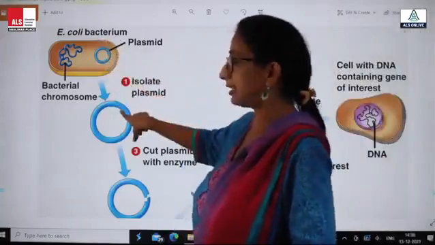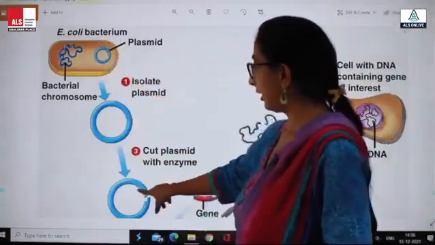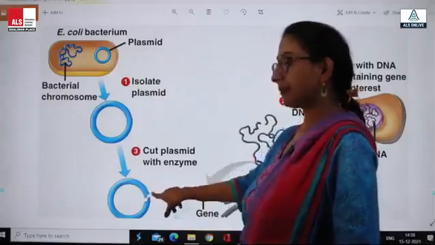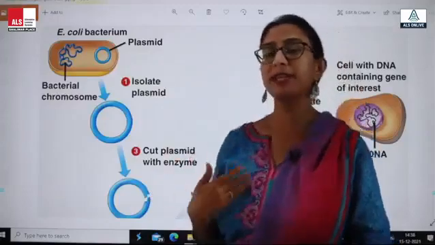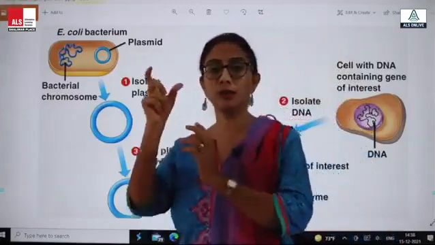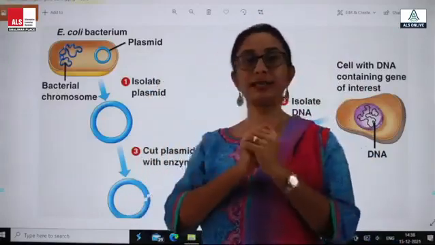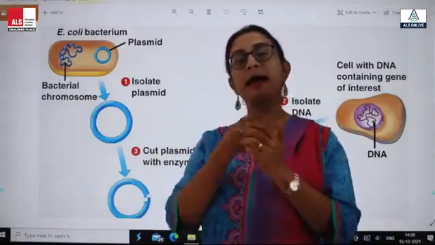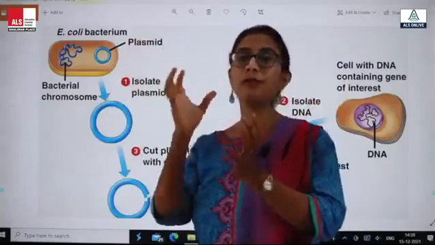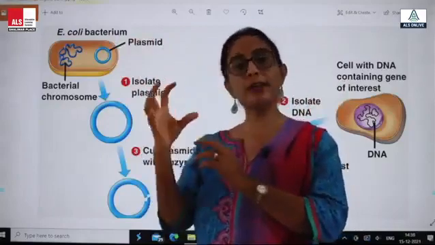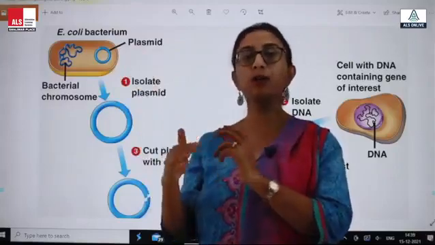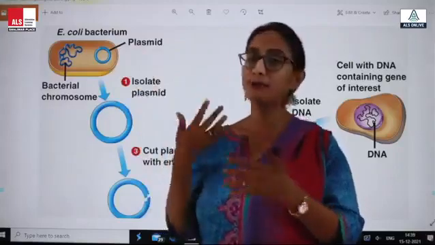So first the plasmid is isolated and kept ready, and it is cut with the enzymes. In very simple terms, the gene which we need is isolated from the humans, and the plasmid is taken from the bacterial cell. Both of them are recombined to form the recombinant DNA molecule, and that recombinant DNA molecule is inserted into a bacterial cell, where it multiplies and produces several copies of itself.